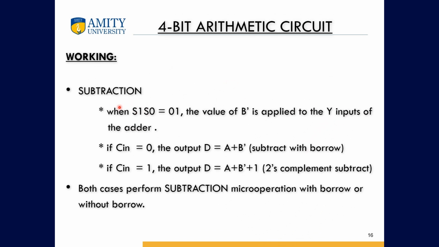In case of subtraction, we have the selection lines as 0, 1, which will allow us to get the complement of B, since we used a NOT gate for B over there, and it is applied to the Y inputs of the adder. When Cin is 0, the output is A plus B bar, which is subtract with borrow, while when Cin is 1, the output is A plus B bar plus 1, which is 2's complement, hence known as basic subtraction, and does not have any borrow.